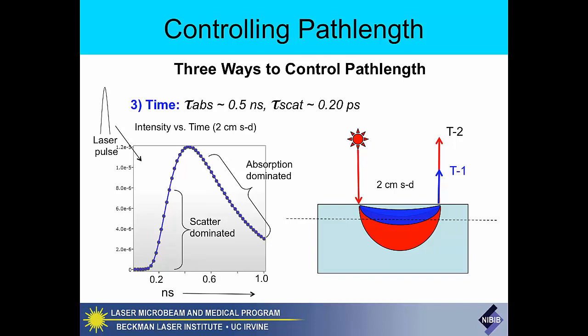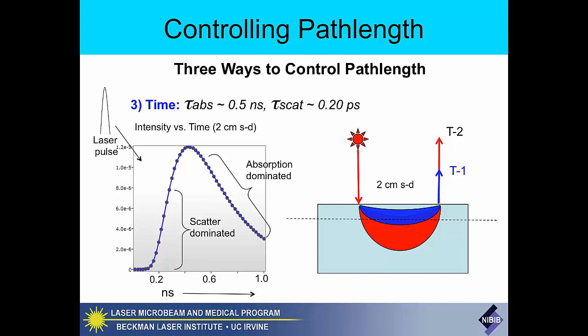And the later arriving photons are more absorption-dominated. They're more likely to encounter absorbers. So this is the way, by measuring the entire temporal point spread function, one can separate absorption from scattering by comparing to a suitable model that would model the dispersion of a pulse.